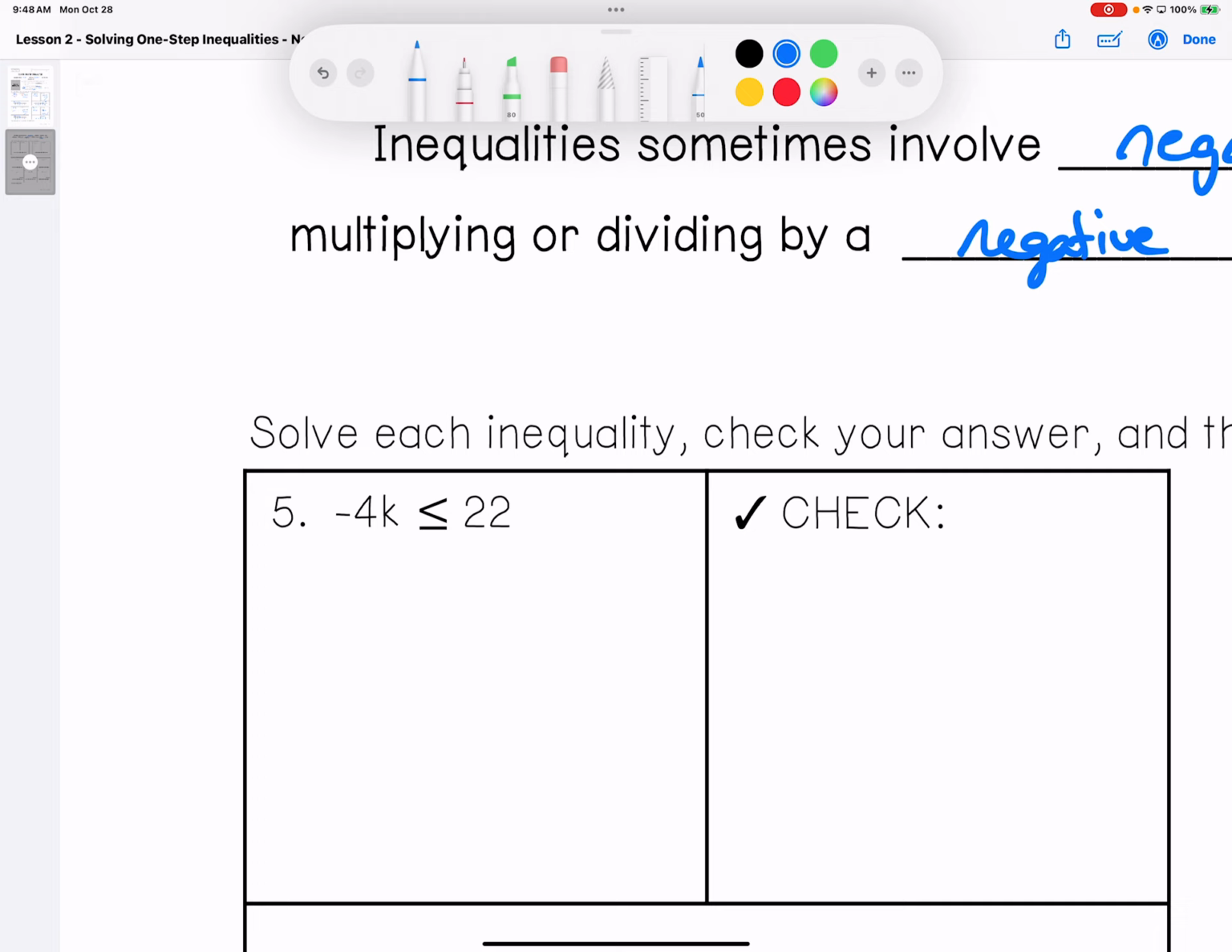What do we have to do to get K by itself? We have to undo that multiplication. That is a negative 4 times K. So to undo the multiplication, we're going to need to divide by negative 4. Now, when we do that, you divided or multiplied by a negative on both sides. You took it across the line. That's a felony. You go to jail for that. You have to flip the sign. Those cancel. K, flip it.